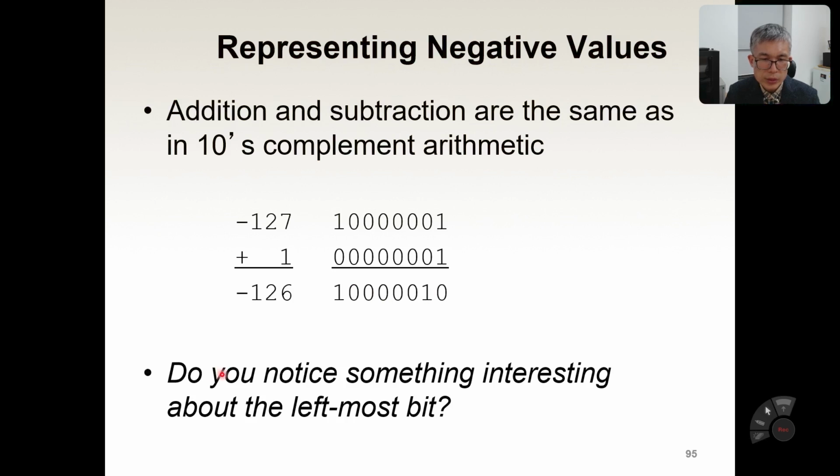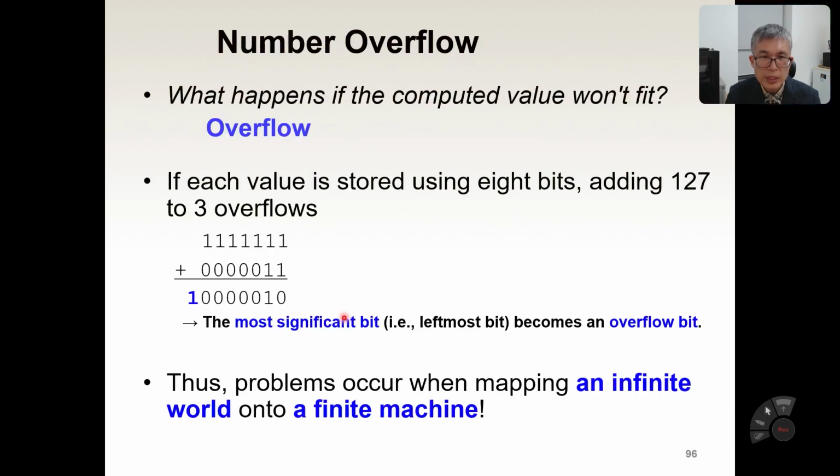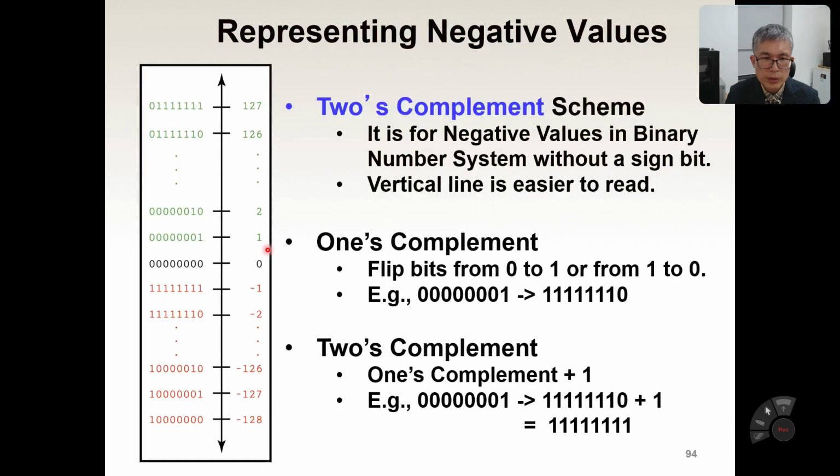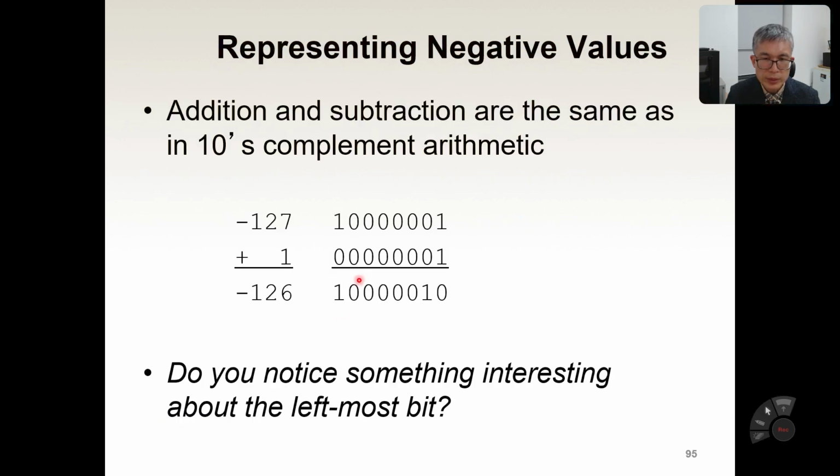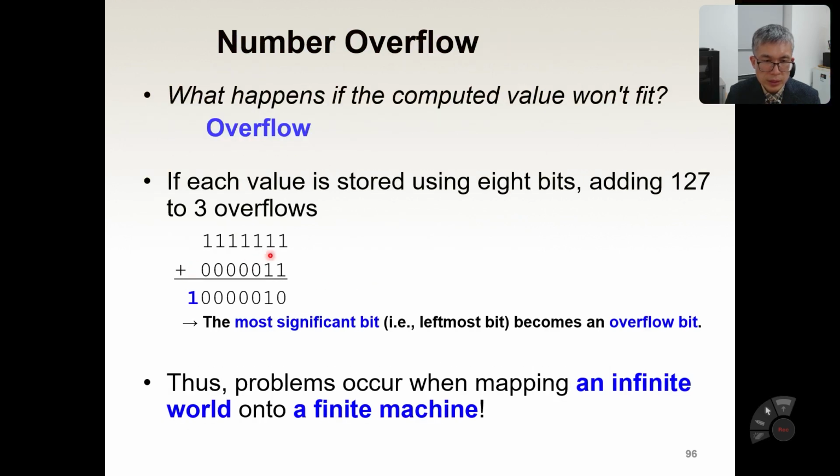Do you notice something interesting about the leftmost bit, right? This leftmost bit. Finally, we have number overflow. So what happens if the computed value overflows the bits? For example here, from an integer point of view, this is 120. Okay, 7. But this is 127, this one, right? 127 minus 1, right? And then this one, and then we add, actually this is 3.